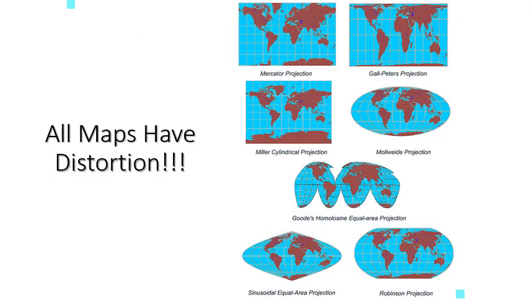There are a number of different ways in which we try to represent our three-dimensional planet on a two-dimensional sheet of paper known as a map. There are, again, a number of different ways, Mercator projections, etc. But one thing you do need to realize is all maps have some kind of distortion.